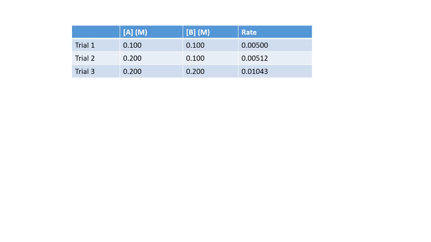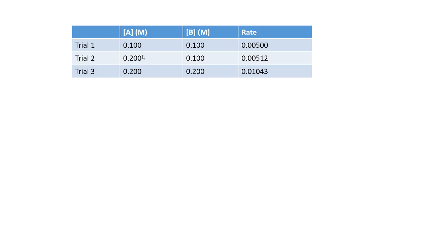For this data set, I'm going to calculate the rate law, the rate order for B. I'm not going to worry about A, you can do that on your own. Let's just look at B for now. For something like lab or an assignment, you'd probably have to do both. But okay, what I need to do to be able to find the rate order for B is I need to find a set of trials where A doesn't change and B does.